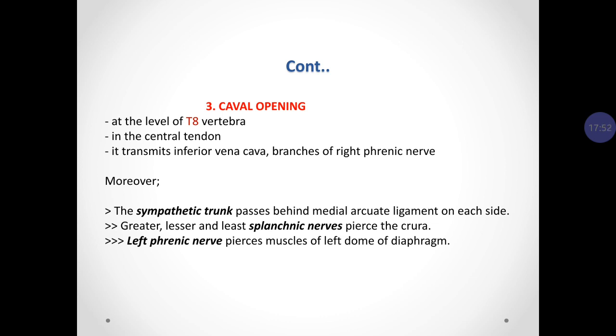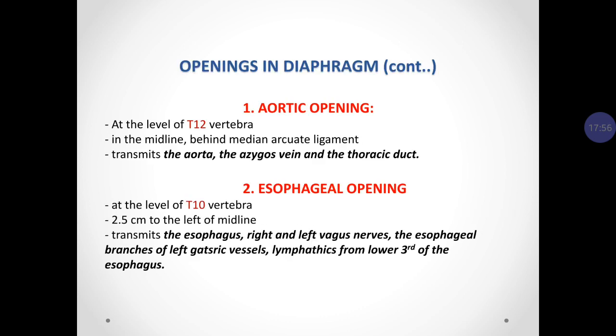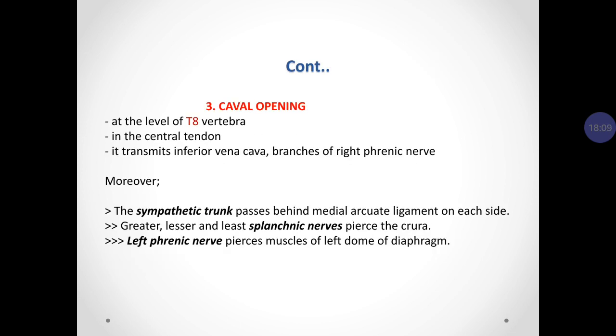The important structures which were passing through the aortic opening were the aorta, azygous vein, and thoracic duct. Structures passing through the esophageal opening were the esophagus, vagus nerve, branches of left gastric vessels, and the lymphatics. And from the caval opening, the structures passing are inferior vena cava and the right phrenic nerve branches.